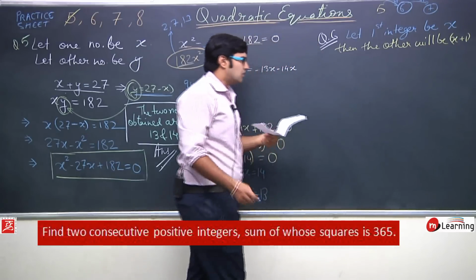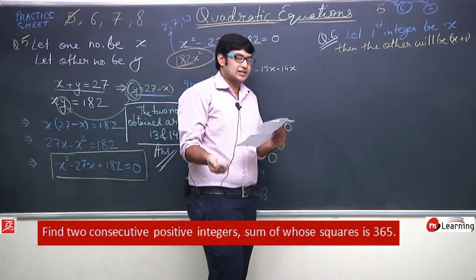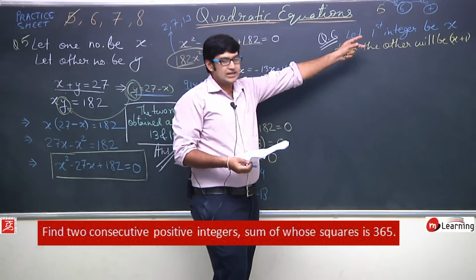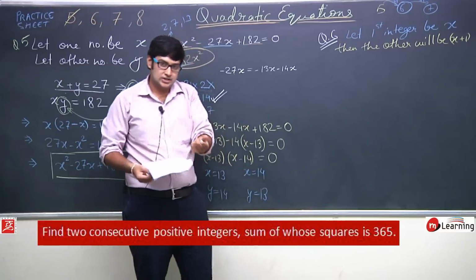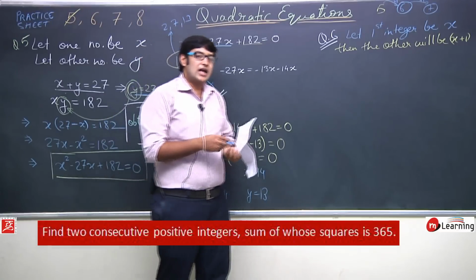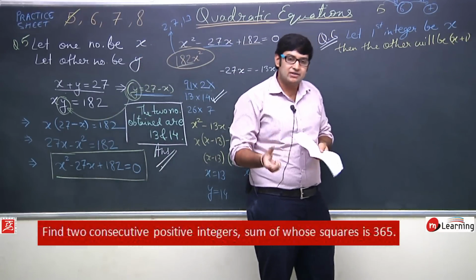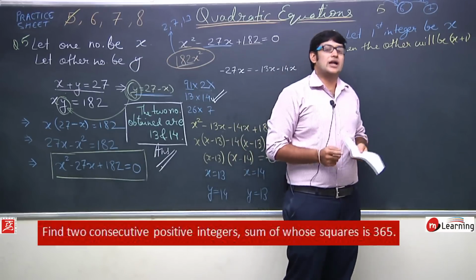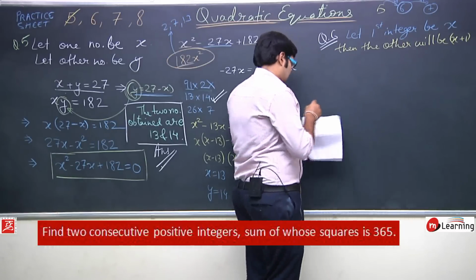Now it says the sum of whose squares. So the two consecutive integers are x and x plus 1. Now the sum of their squares means I have to square both the positive integers individually and then add. So what is the square of the first integer? It will be x square.